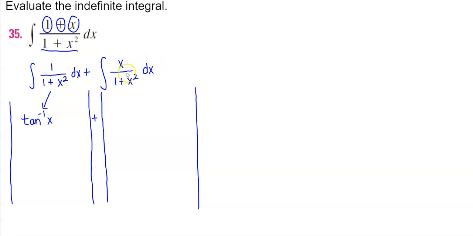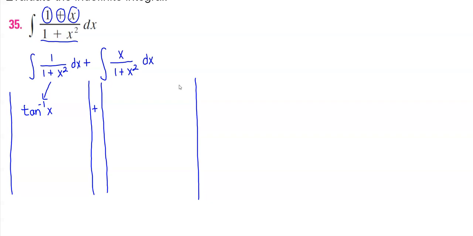Okay, so what do we need to do with this second integral? Well, for the second integral, we're going to let u represent 1 plus x squared. Step number 2, we're going to take the derivative with respect to x on both sides, so we get du, which is equal to 2x dx. And if you notice, we have an x dx, so we have to divide by 2. So we get 1/2 du, which is equal to x dx.